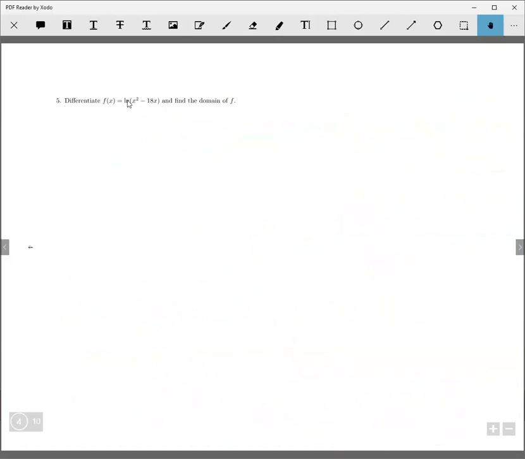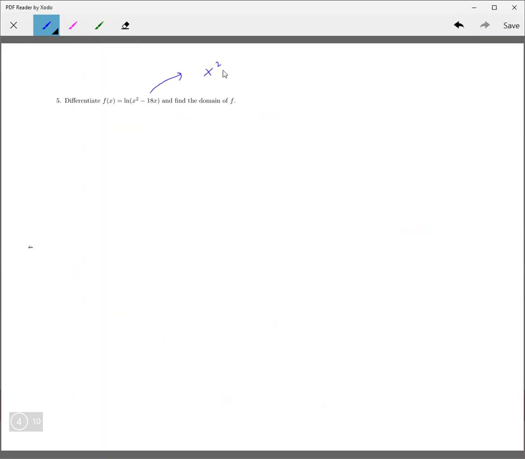Okay, we're supposed to differentiate this and find the domain. Let's find the domain first, because that seems to be the more natural thing to do. Logarithms have to have this inside part greater than 0. It can't be 0, and it can't be negative either. So in order for the logarithm to be defined, x times x minus 18 has to be greater than 0.